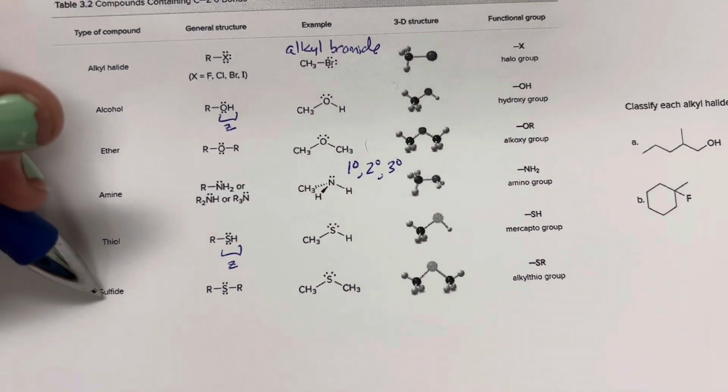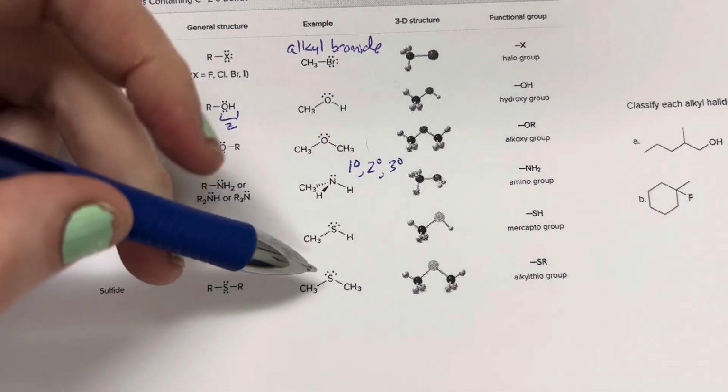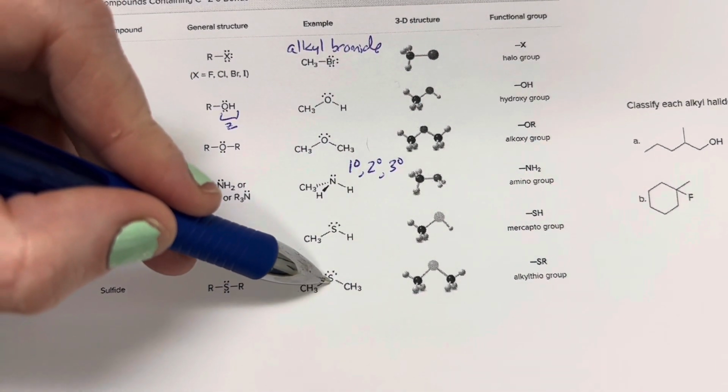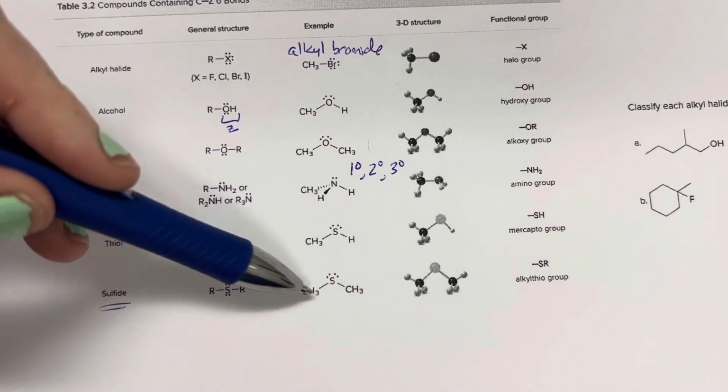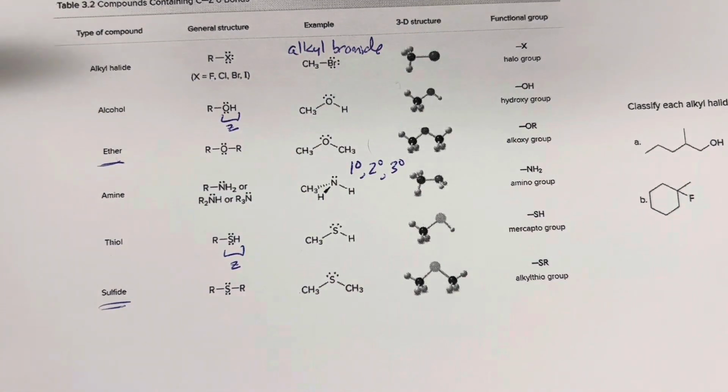All right, and then we have something like sulfide, where you have a carbon bound to an S to this. So very similar to an ether, the sulfides are, except this one has a sulfur and this one has an oxygen.